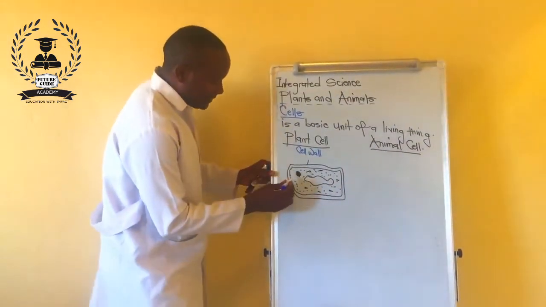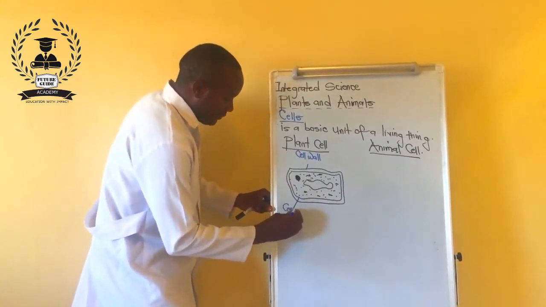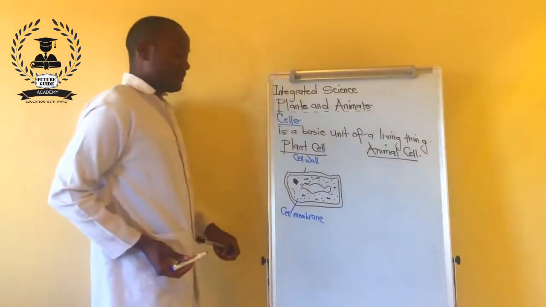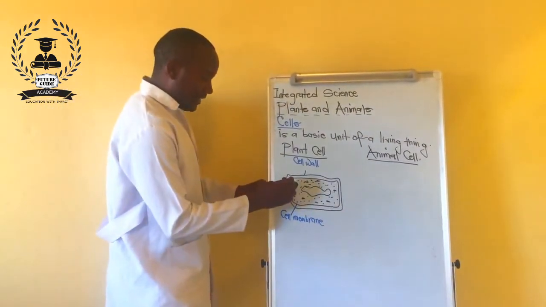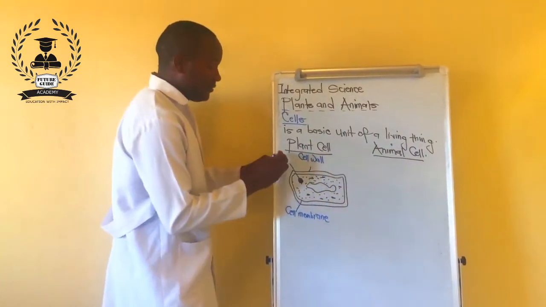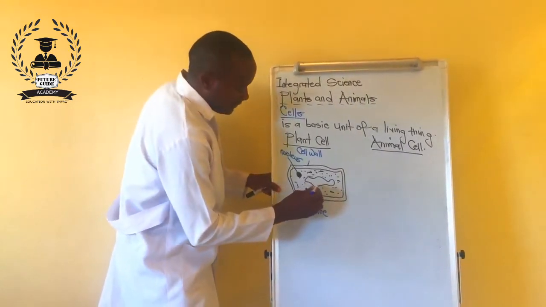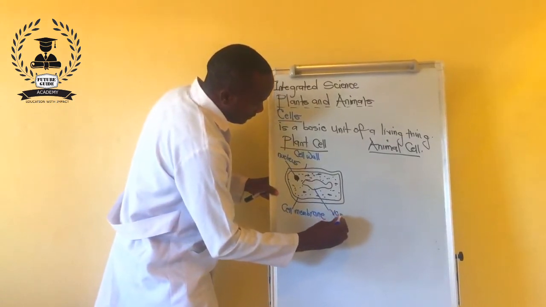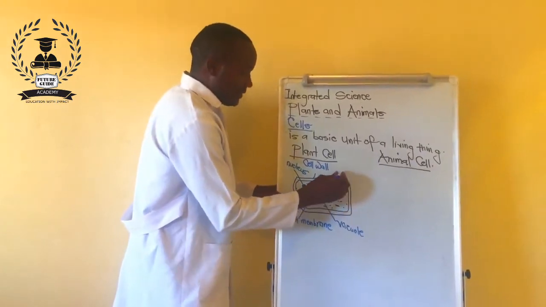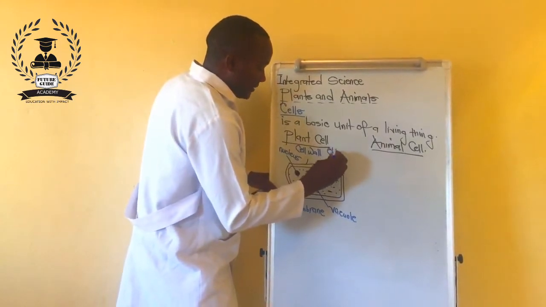Then followed by this inner part. The next to it is what we're going to call the cell membrane. Okay, from the cell membrane we have this bigger part. It's the one that plays a very important role. It's the nucleus. And then we have the cell vacuole. And then we have these dotted parts. That's where photosynthesis takes place. These are what we're going to call the chloroplasts.